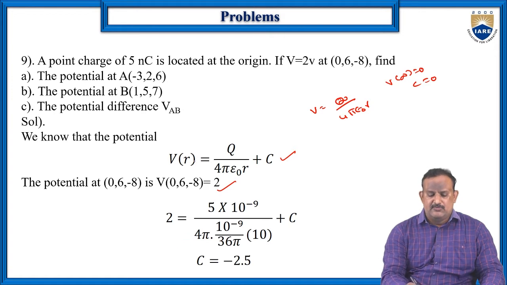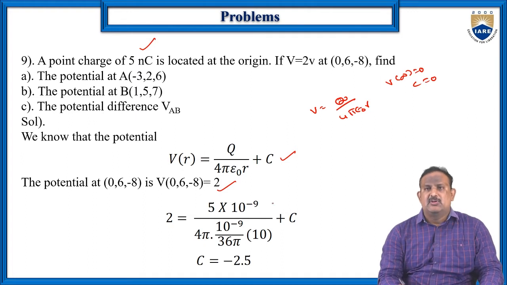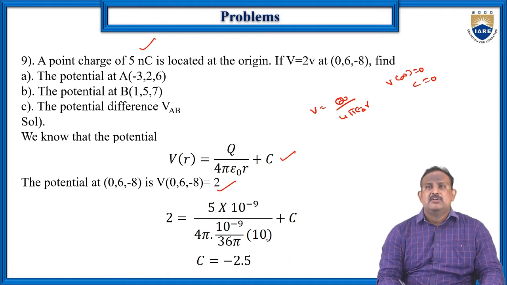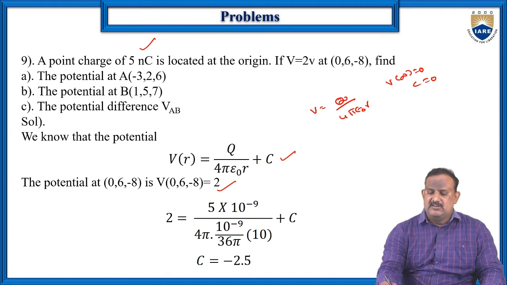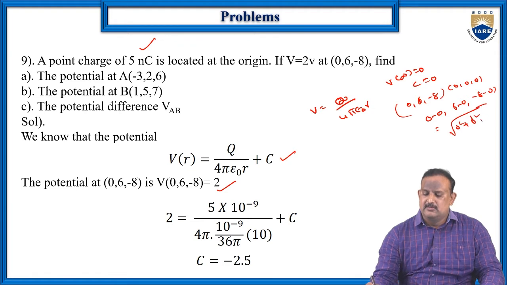Therefore substitute in the formula. The potential 2 is equal to, the charge Q is given as 5 nanocoulombs, therefore 5 into 10 power minus 9 by 4 pi epsilon naught. Epsilon naught value is 10 power minus 9 by 36 pi. Here we need to find the distance. The distance between (0, 6, -8) and the origin is (0 minus 0, 6 minus 0, -8 minus 0). If you find the magnitude, it is root of 0 square plus 6 square plus 8 square, so root of 36 plus 64, root 100. So the distance is 10.